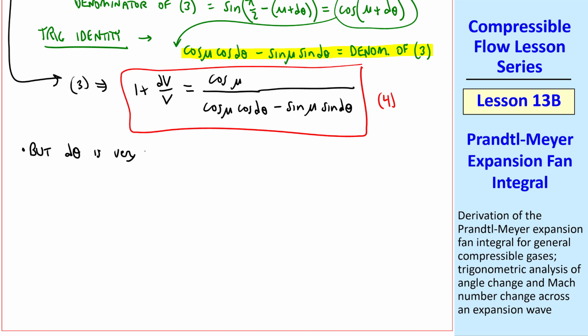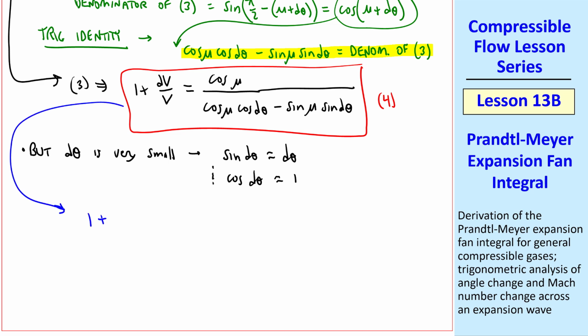But since we're talking about differentials here, d theta is very small, and we know that sine of d theta is approximately d theta itself when theta is small, and cosine d theta is approximately 1. So 4 becomes 1 plus dv over v is approximately cosine mu over cosine mu times 1 minus d theta sine mu. And in the limit as d theta goes to 0, we can change this approximate to equal. Now let's divide top and bottom by cosine mu.